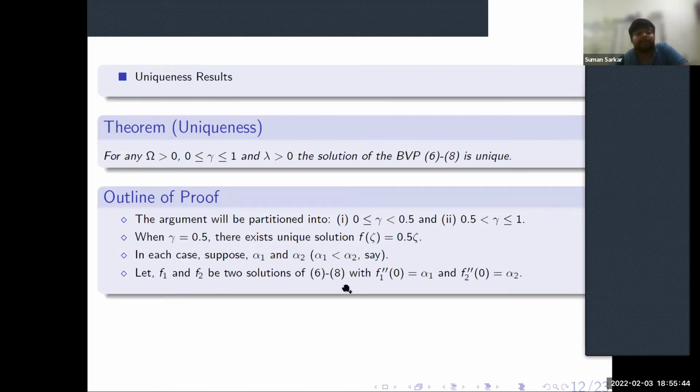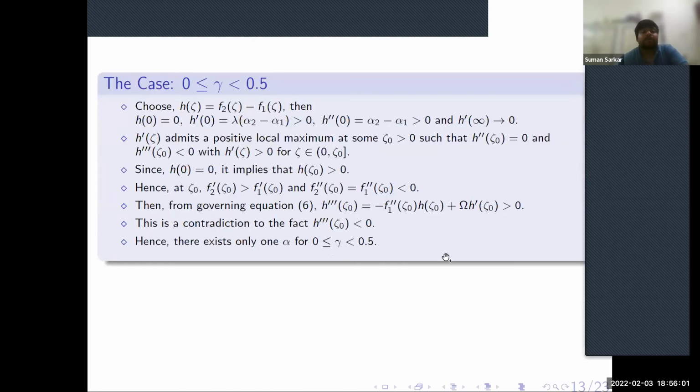They satisfy all the previous boundary conditions with f1''(0) equal to alpha 1 and f2''(0) equal to alpha 2. This argument is also partitioned into two cases: when gamma is less than 0.5 and when gamma is greater than 0.5. Now this is the outline of the proof.